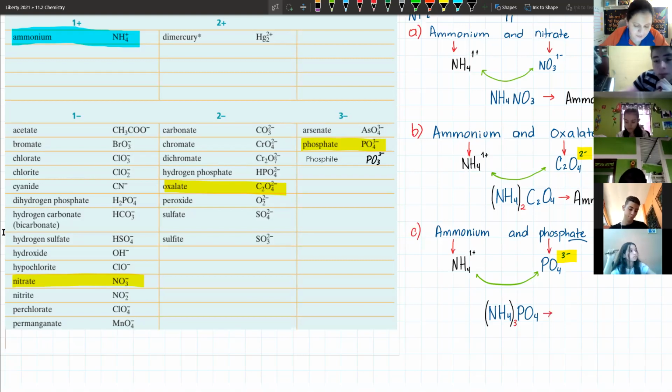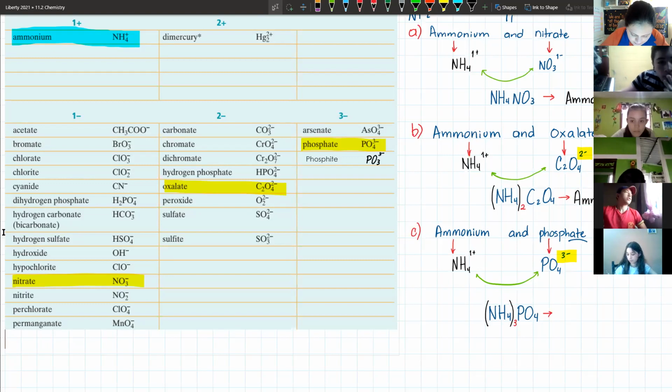And now the name. Volunteer for naming it? Ammonium phosphate. Thank you both.